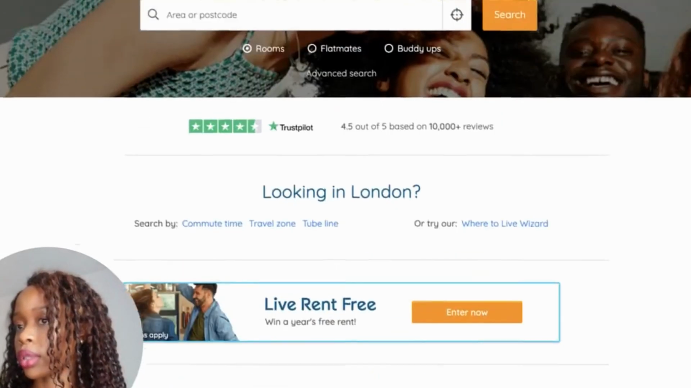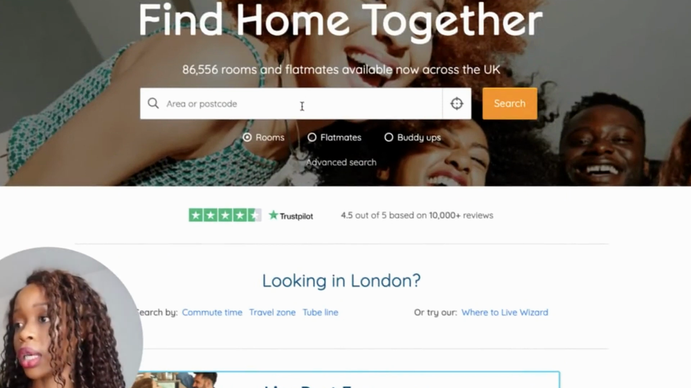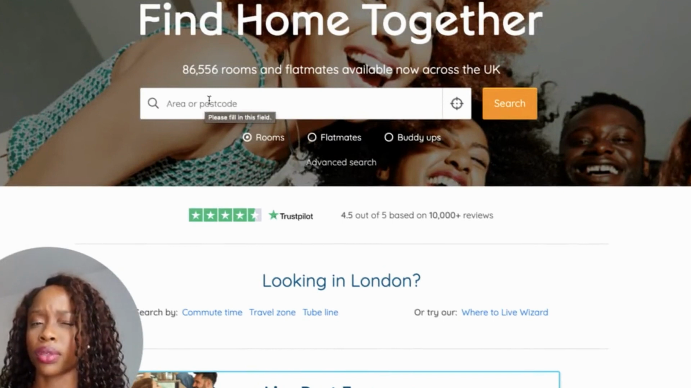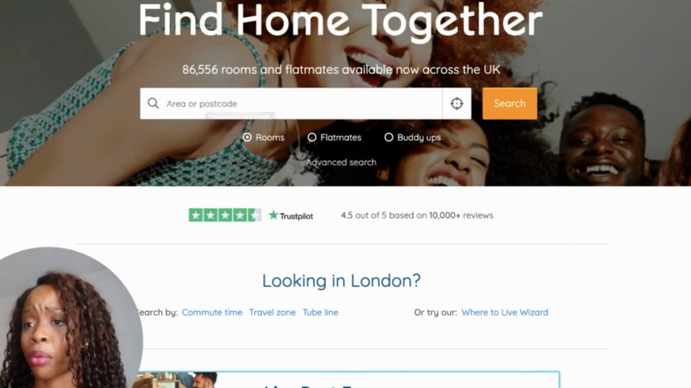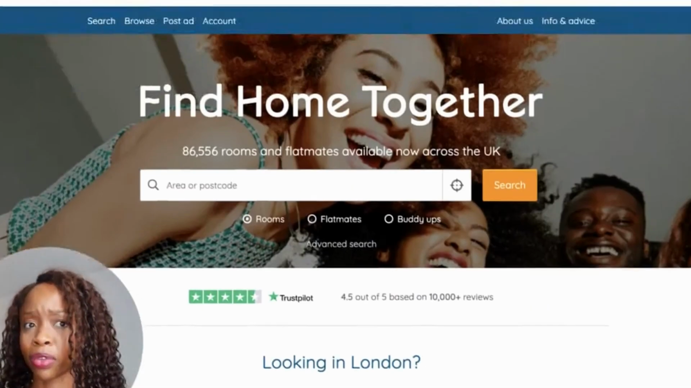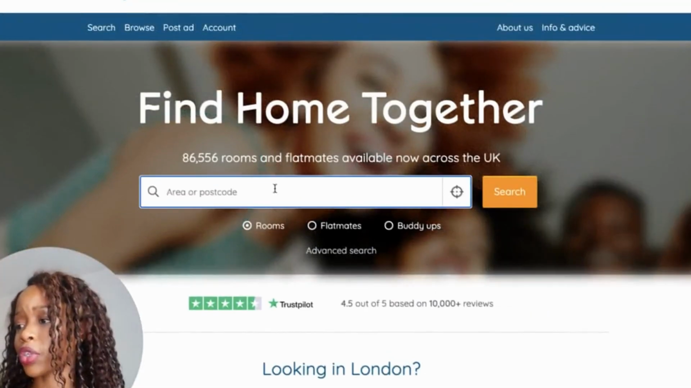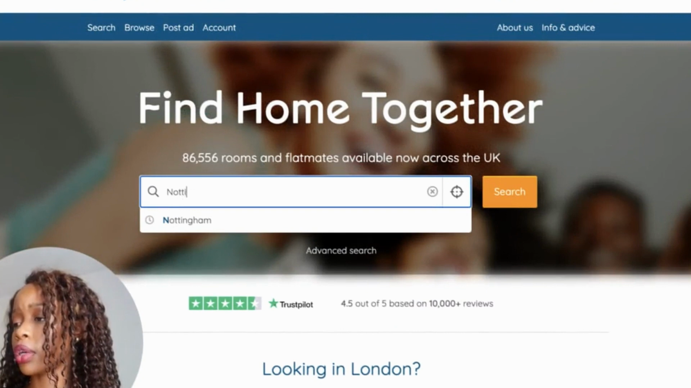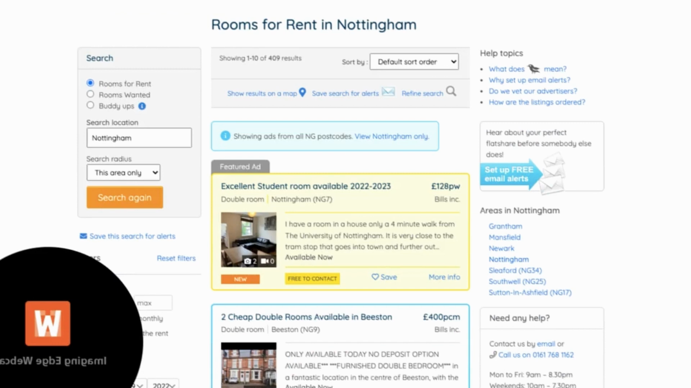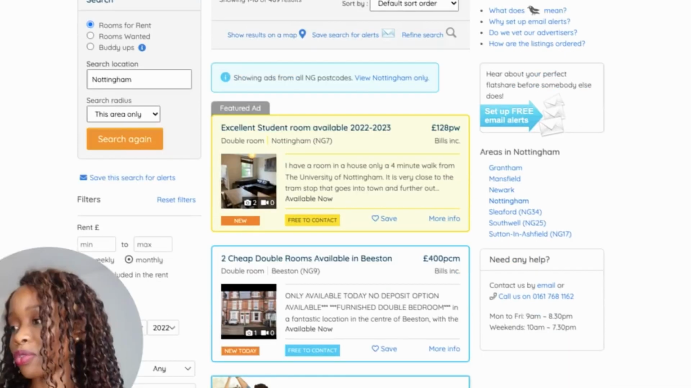Okay, so they're based in a lot of locations spread right around the UK. I don't think there's any location that you're looking for accommodation in where you go on Spareroom and you won't be able to find one. I really don't think so. So as an example, I'm just going to attempt to search for some accommodation in Nottingham, okay, just to give you an idea of just how useful this site actually is.